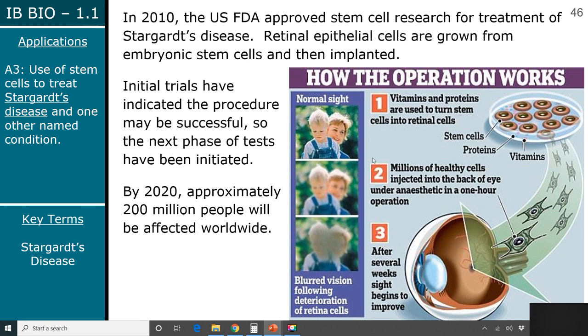So in 2010, they approved the use of stem cells to treat this. And these are coming from embryos. So embryonic stem cells are grown up from a donor and then put into the children to help cure this condition. Their estimate is that if it works, it'll help about 200 million people, but I don't think that it has yet. This is one of the promises that hasn't really come to fruition, so the current status is they're still working on it.